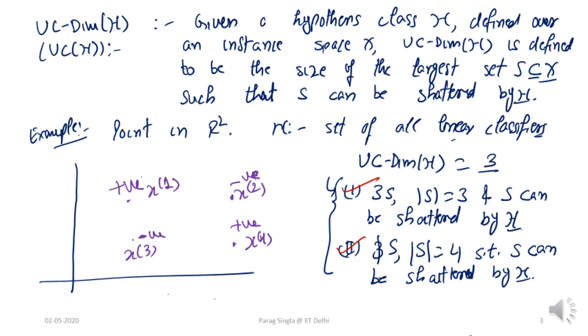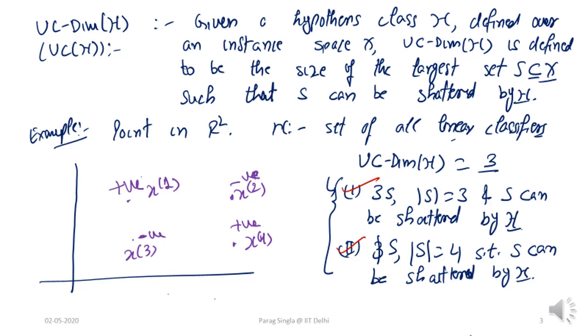But let us look at this example now. We have shown that there is a set of size 3 which can be shattered, so the first condition is proved in this case. The second condition is that there is no set of size 4 which can be shattered, and to prove this we have to use some kind of combinatorial argument which exploits the structure of the problem, because we cannot really enumerate all possible sets of size 4, since there are infinitely many of them.